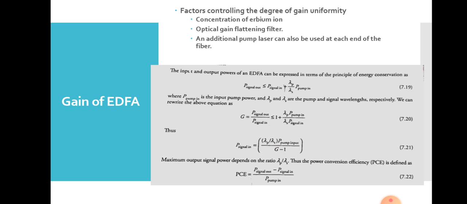So we can find the power conversion efficiency of the EDFA as PCE equal to P signal out minus P signal in divided by P pump in. So that's all about this EDFA topic.